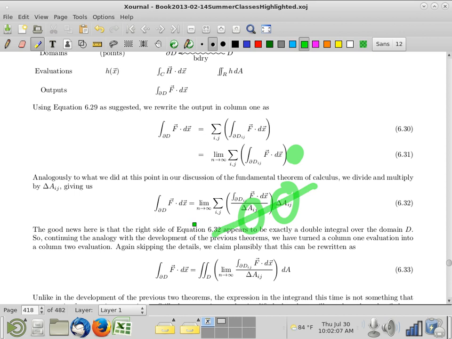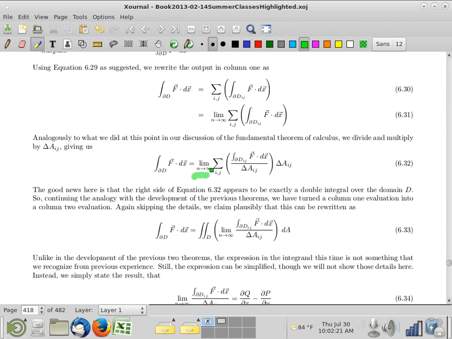But now, structurally, this is a Riemann sum. There's a limit of a sum of some expression times area. So that's a double integral. The big question then simply becomes, in the limit, what happens to that expression there? So what is that limit?